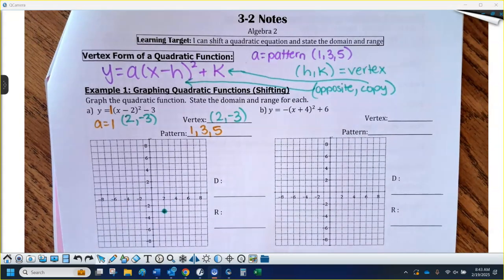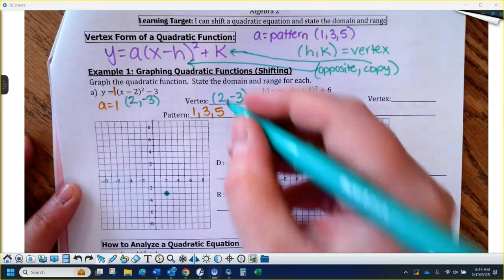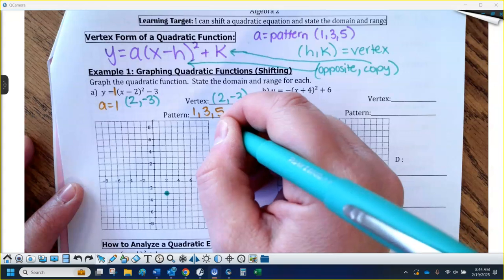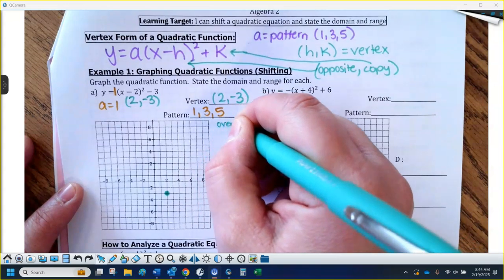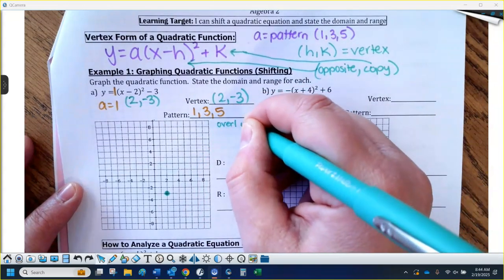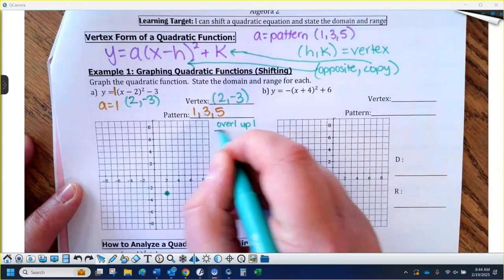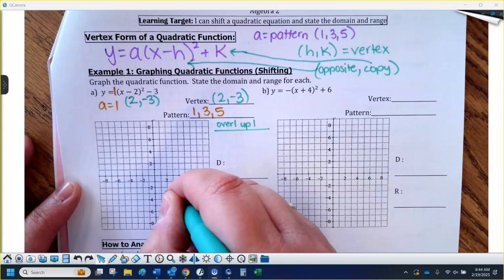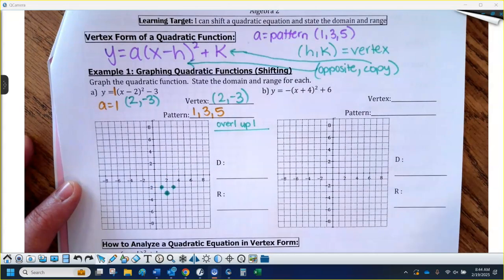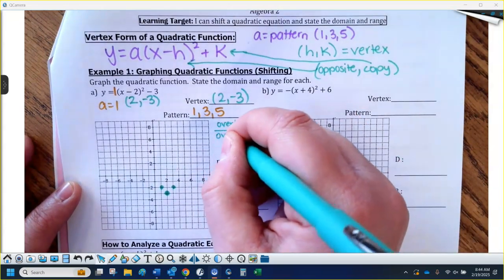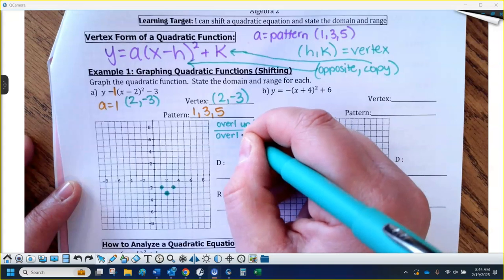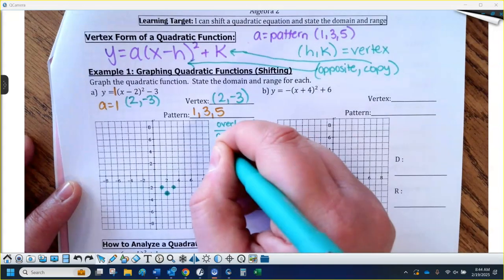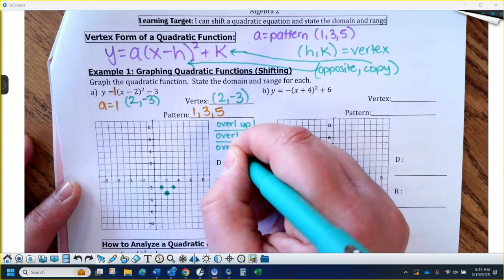Okay, now if you remember this from yesterday, just kind of ignore me and go ahead and graph it. If you weren't here yesterday, the way the pattern works is from the vertex, you're going to go over 1, and then you're going to go up or down the pattern. In this case, we're going up. So just from that vertex, go over 1, up 1 on either side. And then from there, it's always over 1. Then I'm going to go up 3. And then I'm going to go over 1.